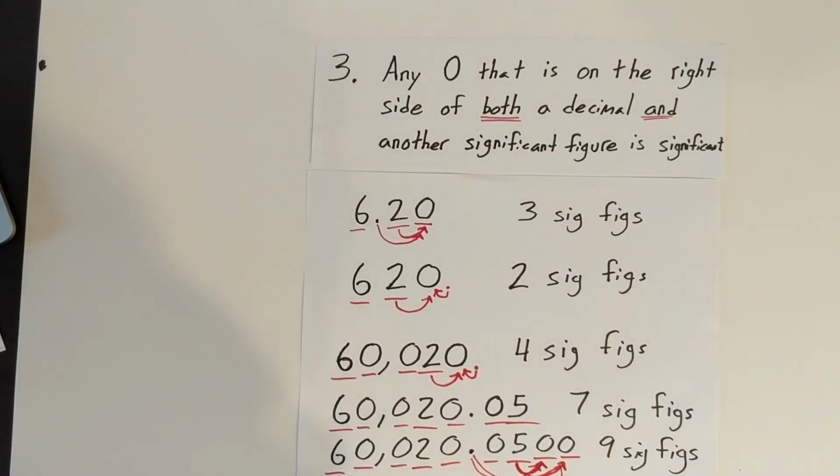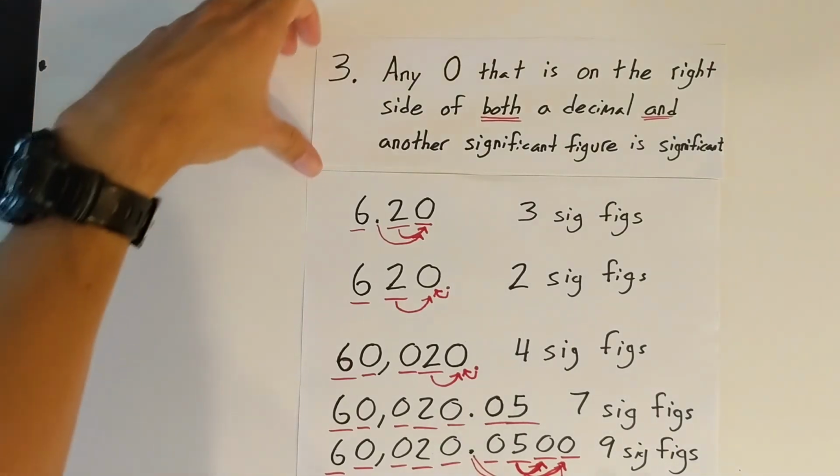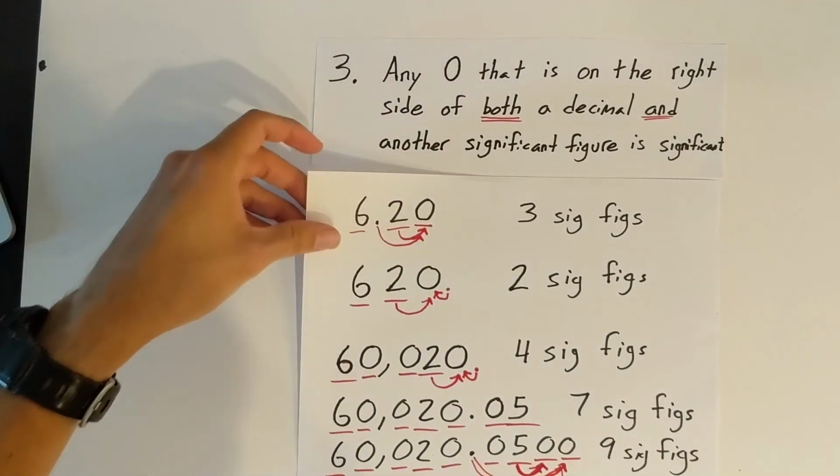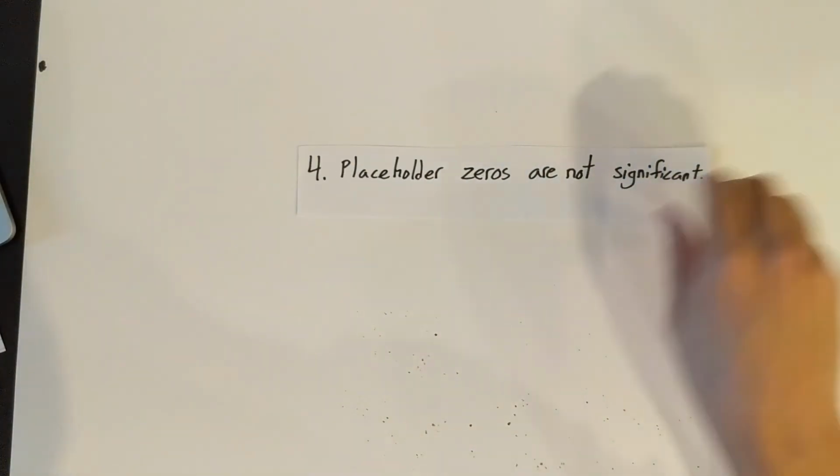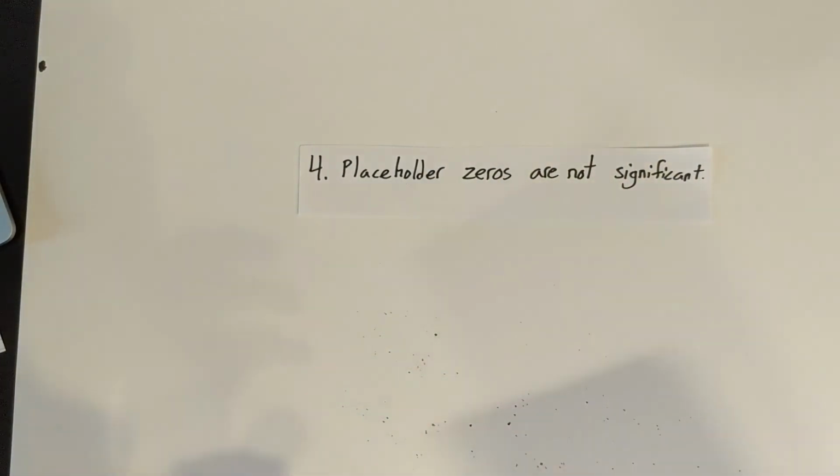All right, and then if you follow those 3 rules, you should be safe every single time, but I like to put this one just in case people get confused. Placeholder zeros are not significant. So let's go over some examples of what a placeholder zero is.